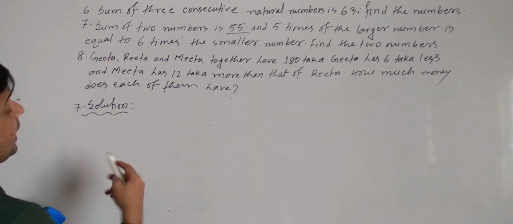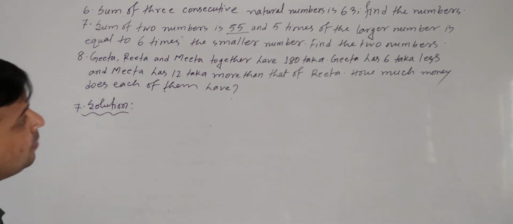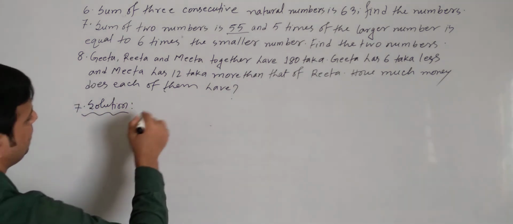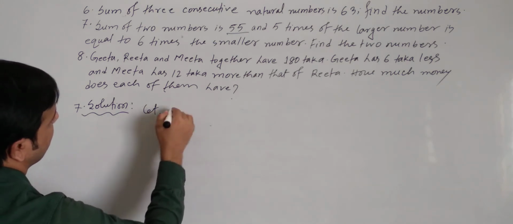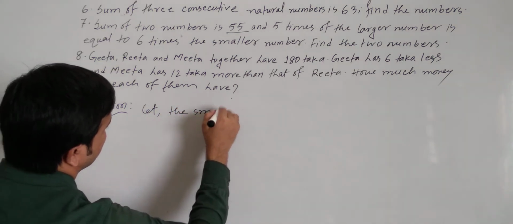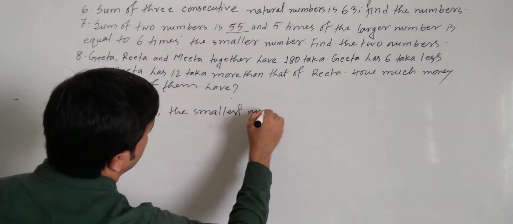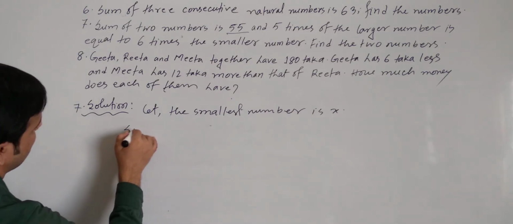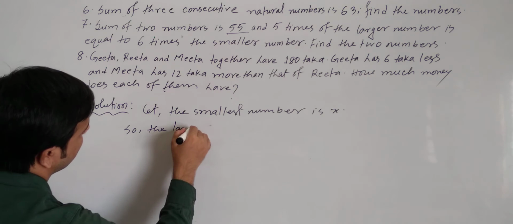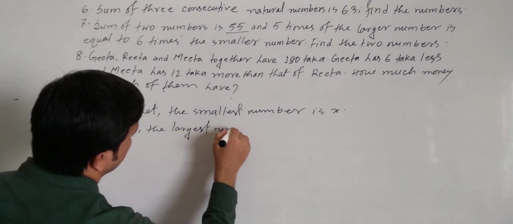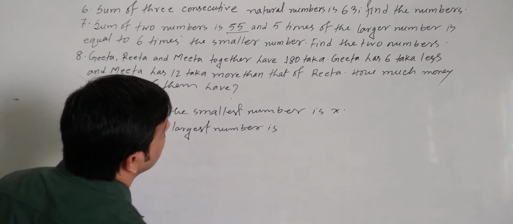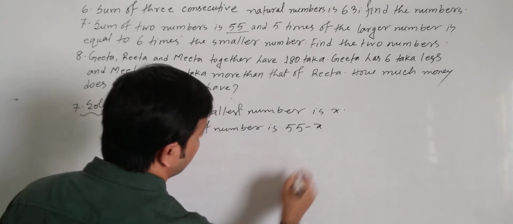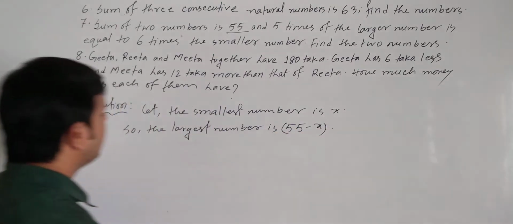Okay dear students, so let us take the number. You can take any one. You can consider smaller number or you can consider larger number. I will consider smaller number. Let the smallest number be x. So the largest number is, total is 55, so we have to subtract x from 55. This will be the larger number.